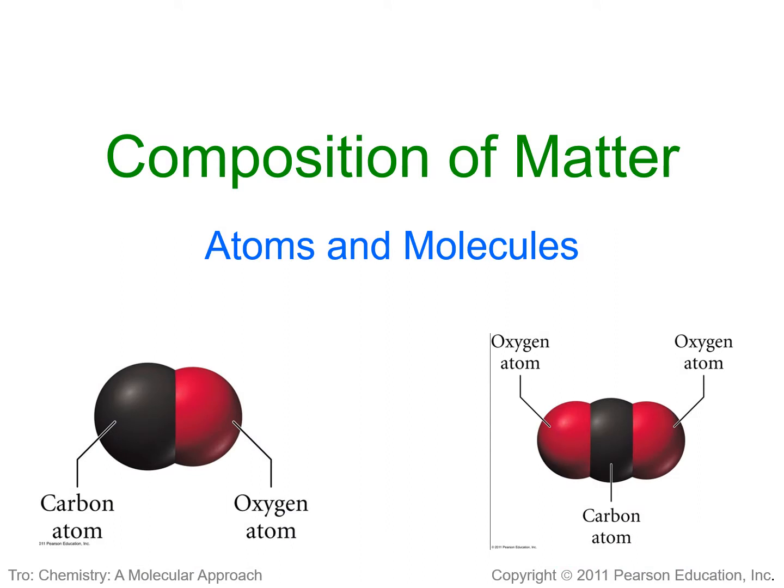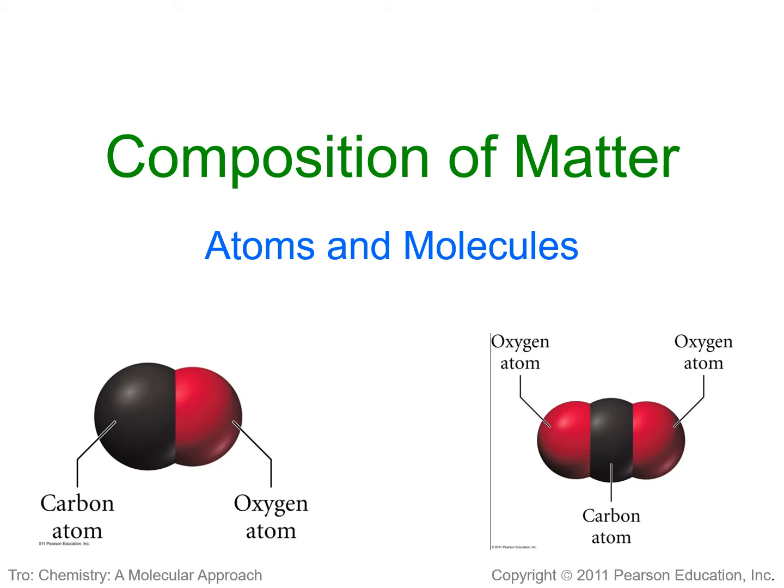So let's get started with the composition of matter. We're going to start with atoms and molecules and define what those differences are. So we have two examples here of molecules. On the left, we have one carbon and one oxygen atom. They're atoms because atoms are individual units. And when they attach to each other, they then become a molecule. Because there's more than one atom and there's a physical bond between them, it becomes a molecule.